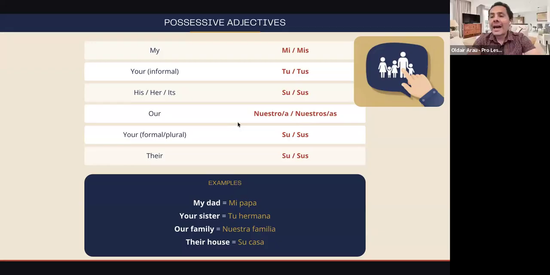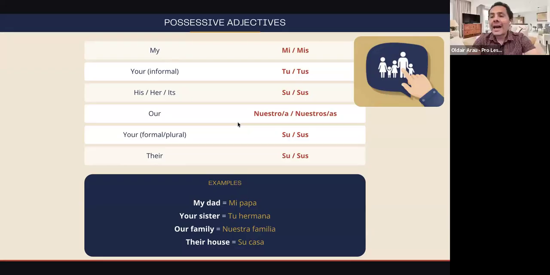So, my in Spanish is mi. In singular, my car. But if you say my cars in plural, you have to add an S also to the possessive adjective. You don't do that in English, right? In English, you don't say mis cars. However, in Spanish, you do that. So, my car, mi carro. My cars, mis carros. Okay?